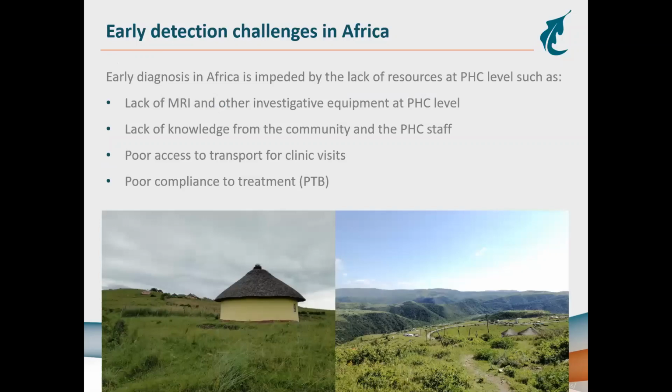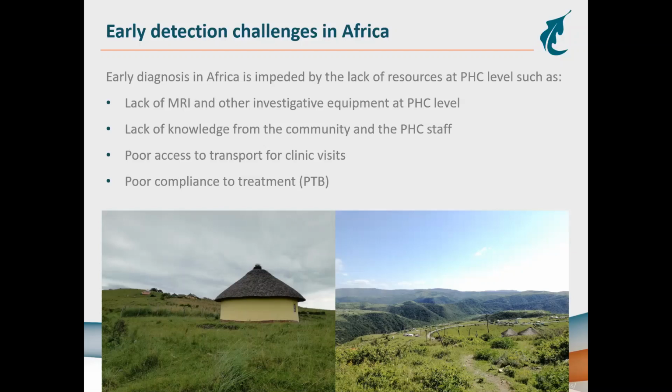So in Africa, the early detection challenges actually lie within the lack of resources we have at a primary healthcare level. So we don't have MRIs and other investigative equipment. And there is a lack of knowledge, unfortunately, from the community and the primary healthcare staff. There's poor access to transport to visit the clinics. And there's some poor compliance to TB treatment as well.